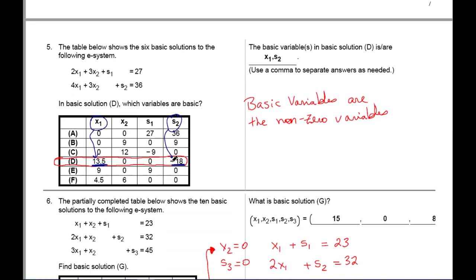Question 5. The basic variables in solution D. Okay, so come to my table here. Here's D. The question is, which ones are the basic variables? And the basic variables are the variables that are not 0. So, x1, s2.